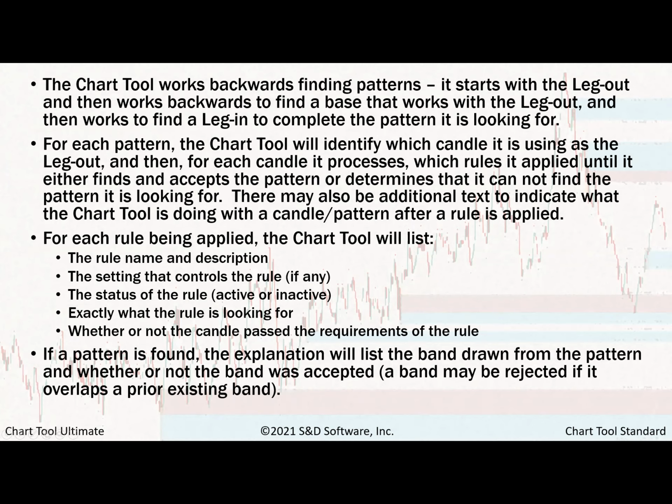And again, for every rule, you'll see the name and the description of the rule, the setting that controls it, if there is any, the status of the rule, exactly what the rule is looking for, and whether or not the candle passed the requirements of the rule. And again, if you get all the way through all the rules and you actually find a pattern, then the tool will tell you how it turned that pattern into a band. So let's take a look at an example of this.